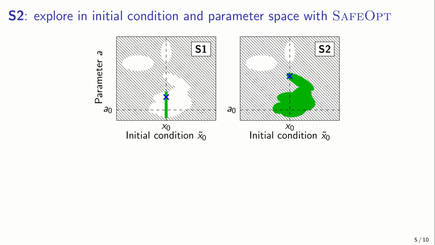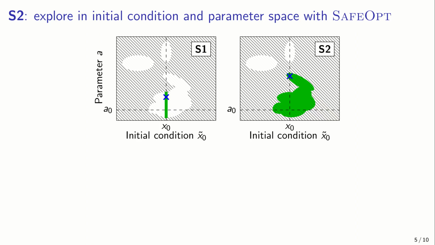This optimum is now in a safe region, which is connected in the joint initial condition and parameter space, but disconnected in the pure parameter space, and therefore SAFEOPT in stage 1 was not able to find it. So that way, we can already improve upon pure SAFEOPT. But we can do even more.